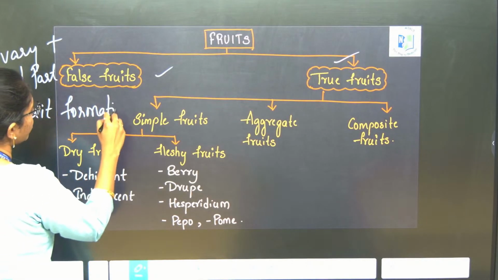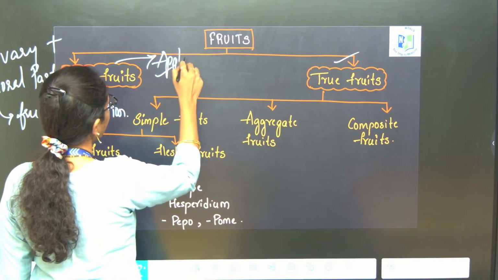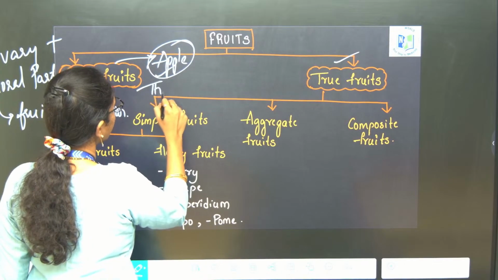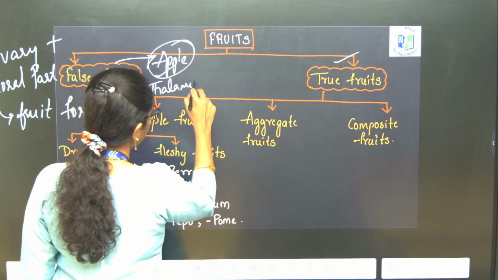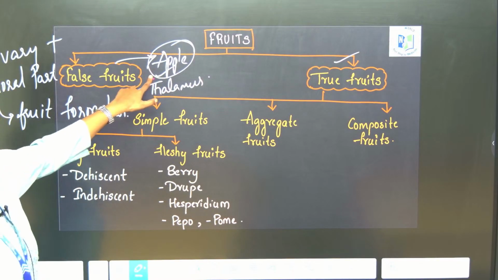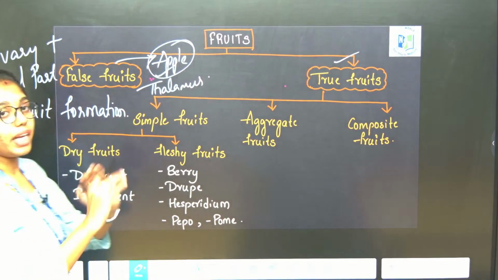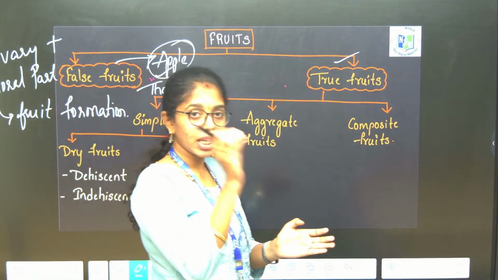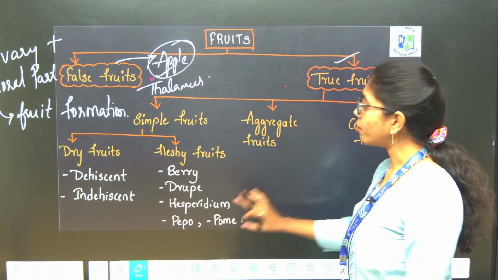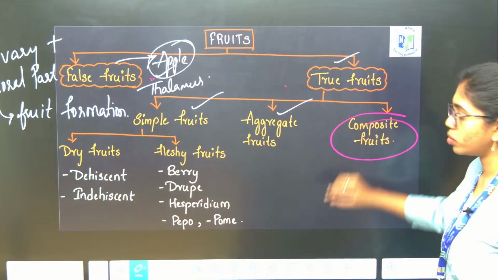Best example, if you can take, is apple, where the thalamus or receptacle contributes to fruit formation. And in true fruits, based on whether the complete inflorescence is turning to fruit or a single ovary is turning to fruit, we have three different types again: simple fruits, aggregate fruits and composite fruits.